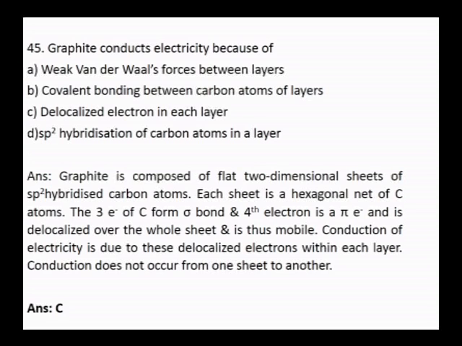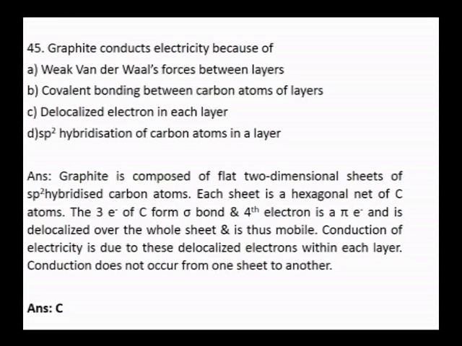In question number 45, graphite conducts electricity because of option A, weak van der Waals force between layers, option B, covalent bonding between carbon atoms of layers, option C, delocalized electrons in each layer, option D, sp2 hybridization of carbon atoms in a layer. You know, graphite and diamond are the two crystalline allotropic forms of carbon. Diamond has sp3 hybridization, whereas graphite has sp2 hybridized carbon atoms.